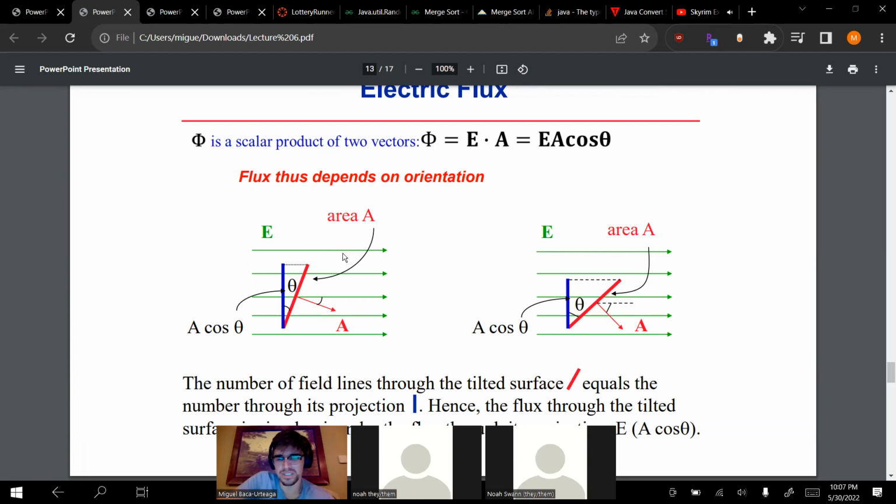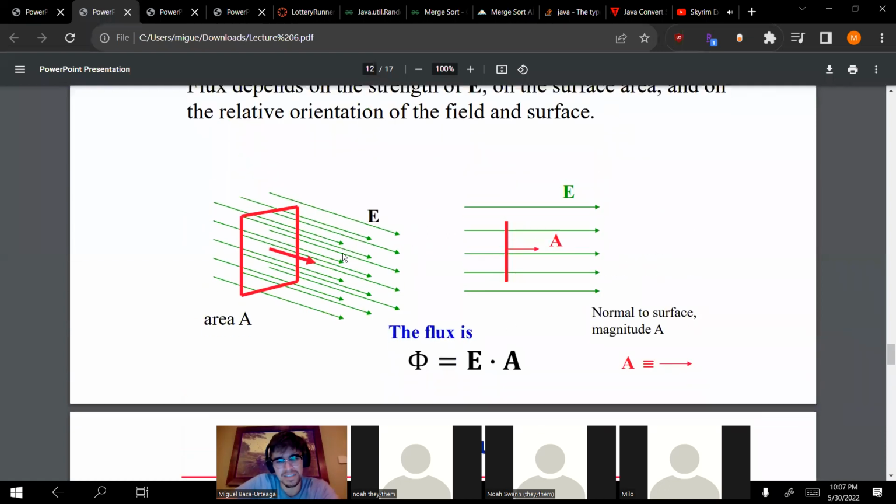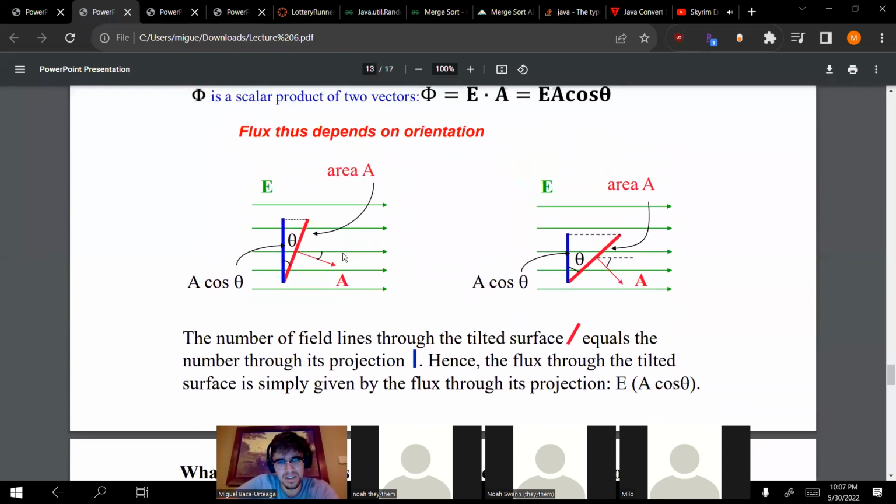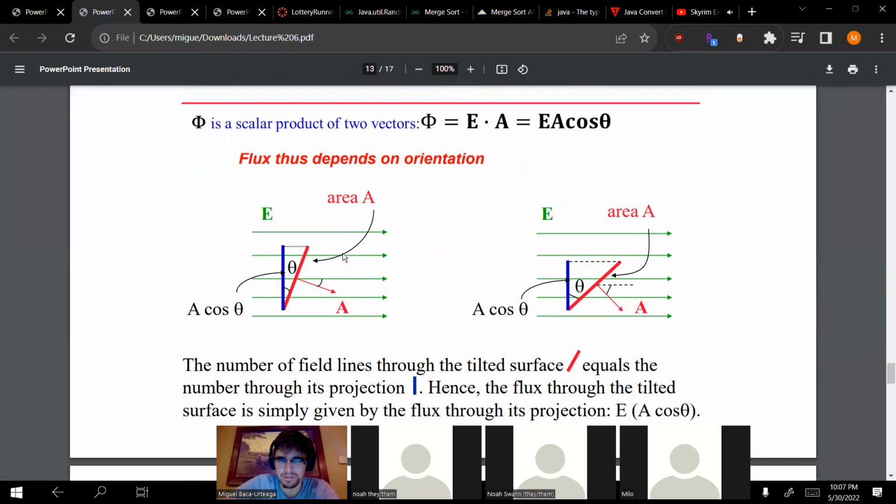I'm going to assume that in this example specifically, they're only showing you the side view, but if you go up, it's a square. It's all about the dimensions. The number of field lines through the tilted surface. Okay, so this is in a two-dimensional sense. Pretty straightforward.